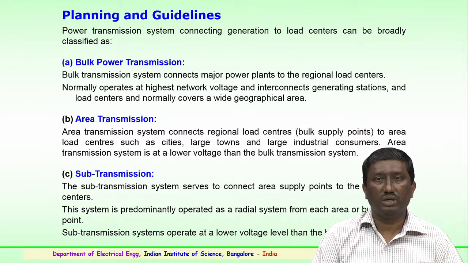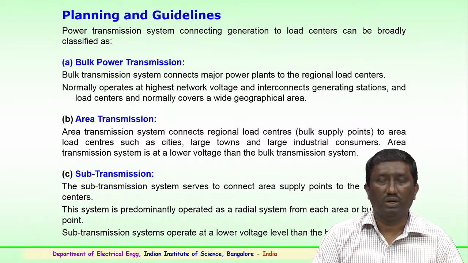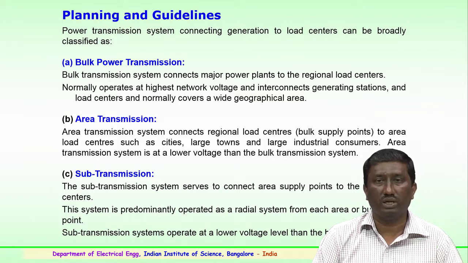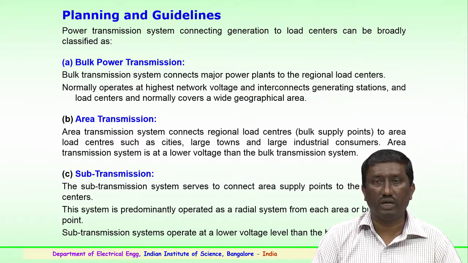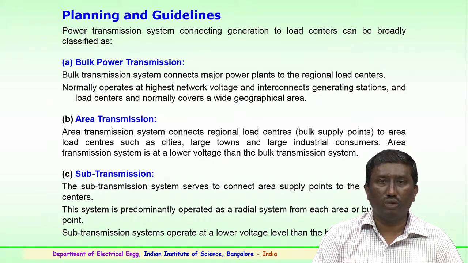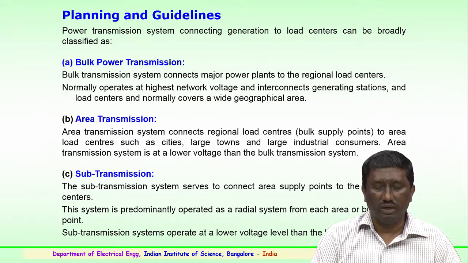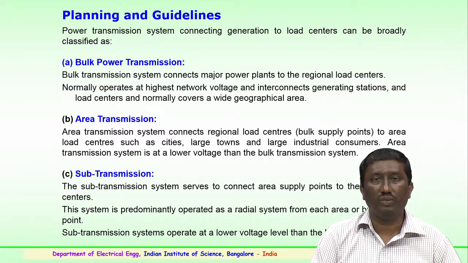loads are supplied at the regional level. This bulk power transmission normally operates at the highest network voltage, which could be extra high or ultra high voltage levels, and it interconnects the generating stations and the load centers, and normally covers a very wide geographical area, pertaining to a few states, or it could be a region.